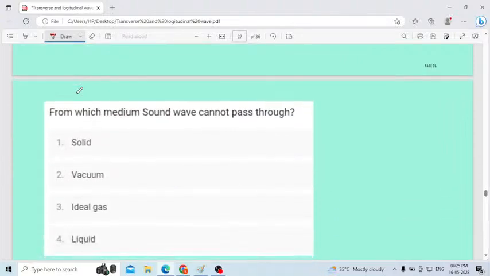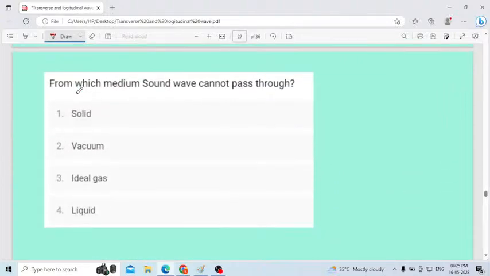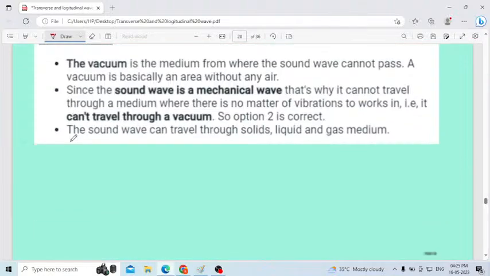Next, from which medium can sound waves not pass through? Yes, vacuum. This is also repeated.